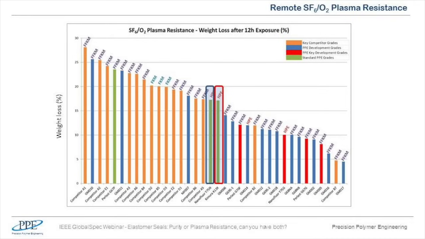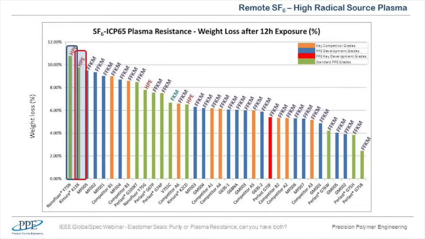Okay, this chart is for SF6 oxygen, high density remote ICP plasma. Again, I highlighted two materials. Both of them are being our current materials. One of them nanofluor Y75N and Kimura K13X. These two materials have moderate weight loss in SF6 oxygen ICP plasma. And now let's have a look how these materials will perform in just SF6 ICP plasma.